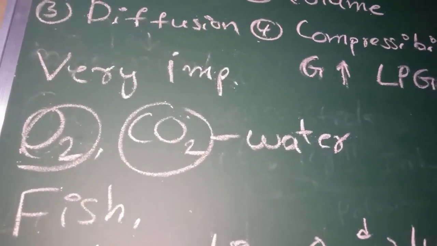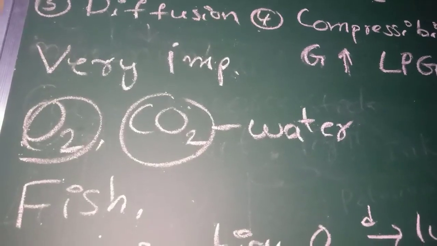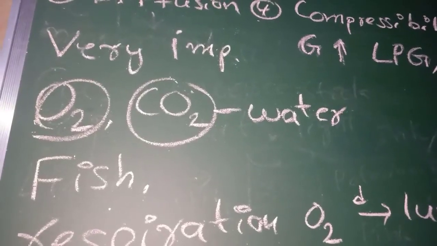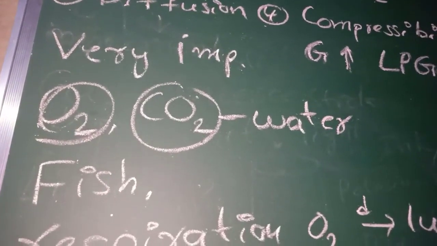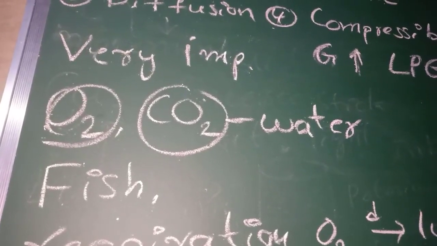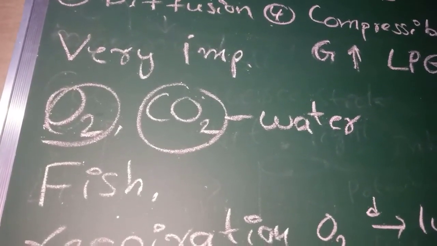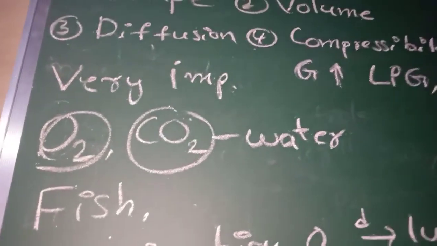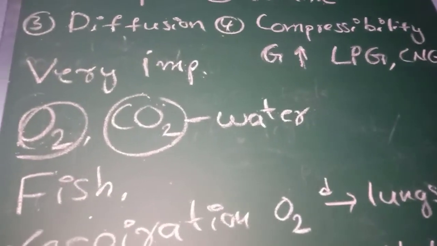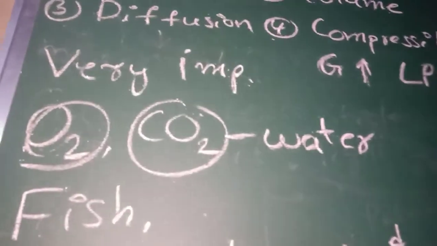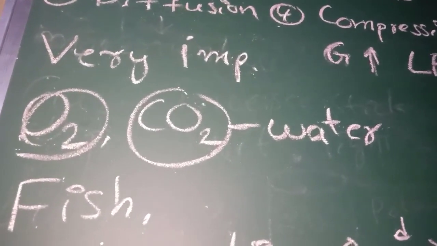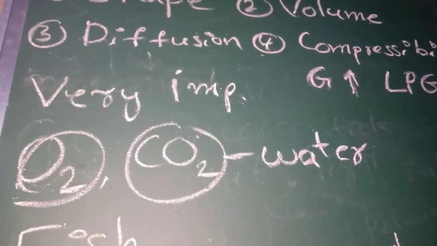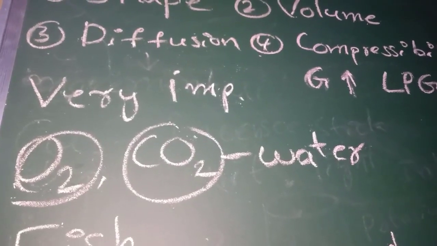So we learned these four properties, and after that we have to learn whether this diffusion is the same in all types of gases or not. So the diffusion rate. What is diffusion rate? The rate means the speed. Is the speed of diffusion the same in all gases or not? We conclude this with a lab activity. So in the next class we will learn the lab activity. Okay.